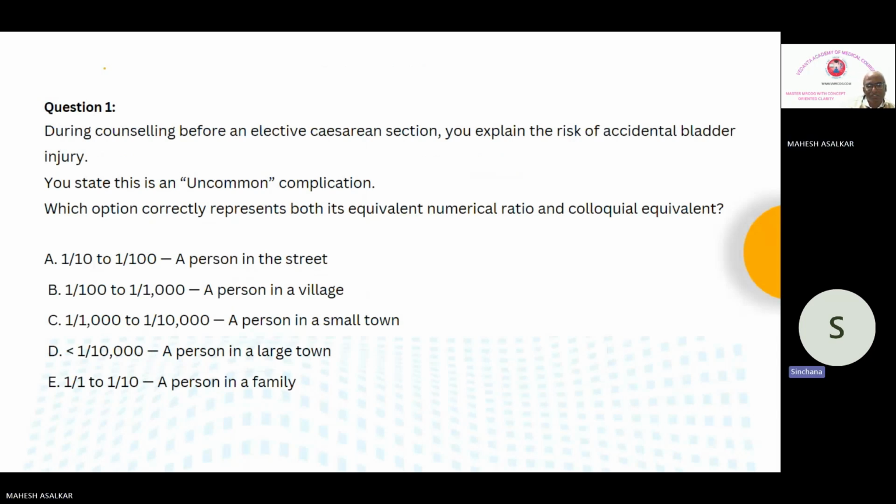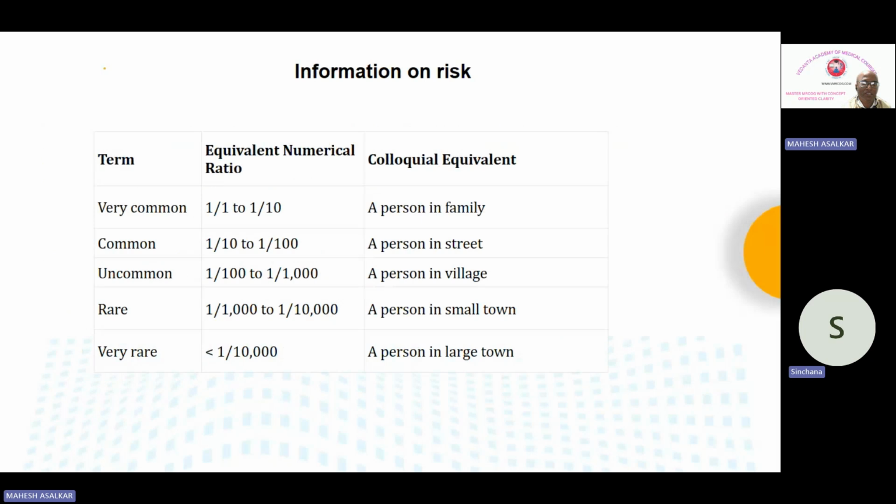During counseling before an elective cesarean section, you explain the risk of accidental bladder injury. You state this is an uncommon complication. Which option correctly represents both its equivalent numerical ratio and colloquial equivalent? Uncommon is 1 in 100 to 1 in 1000. Option B, a person in a village. So what is uncommon? It is 1 in 100 to 1 in 1000, a person in a village.